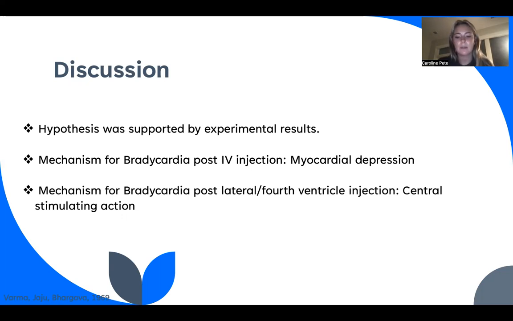In contrast, the bradycardia caused by the lateral or fourth ventricle injection of vasopressin can be accounted for by a central stimulating action on the cardioinhibitory neurons reached by the vasopressin when penetrating the walls of the cerebral ventricles. This was determined after examination of the effects of the bradycardia by stabilizing the arterial blood pressure, cutting the vagi, and transecting the cervical cord.